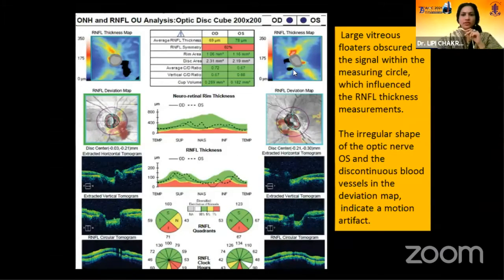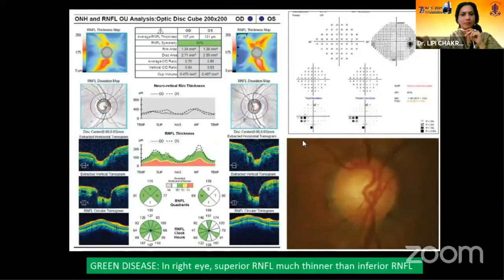Large vitreous floater in the case of left eye. These are the two vitreous floaters. So these are obscuring the signal within the measuring circle, and this is influencing the RNFL thickness in the left eye. Again, I want you to note here the irregular shape of the optic nerve, which is not there in the right eye, and also the segmentation error. So see, these blood vessels are discontinuous. So what does this indicate? Motion artifact. Patient has moved his or her eye.